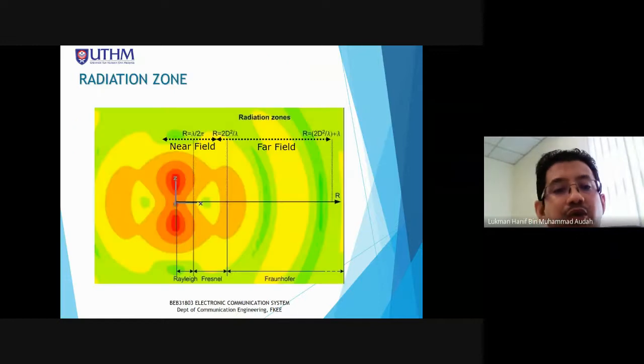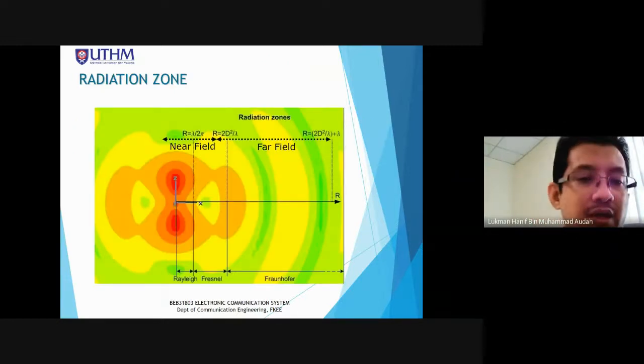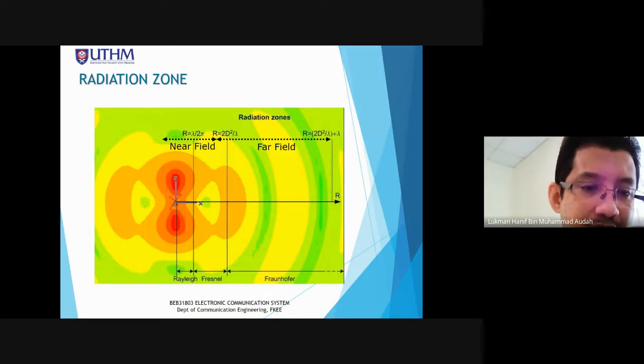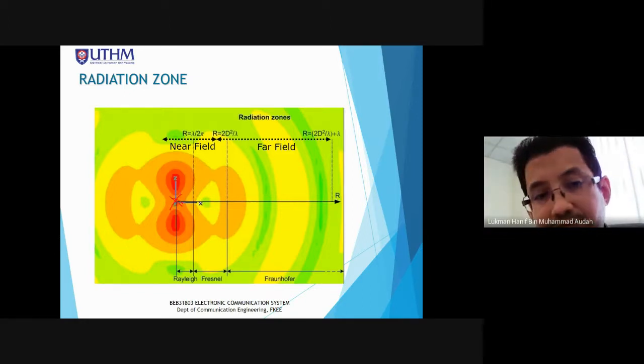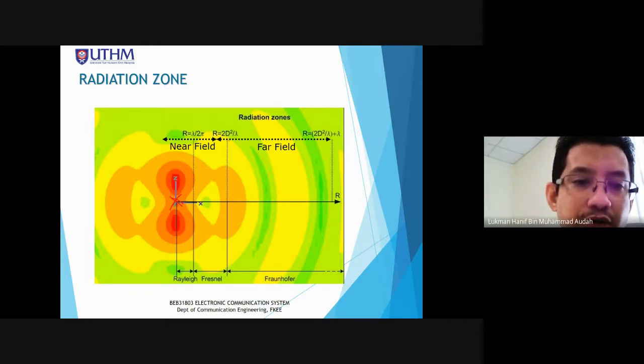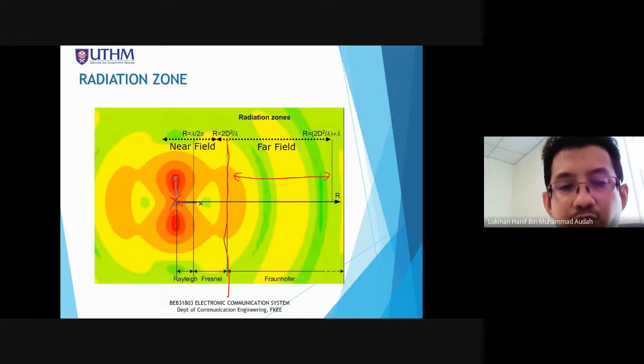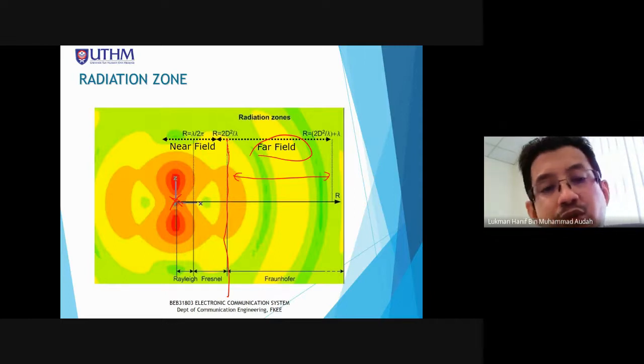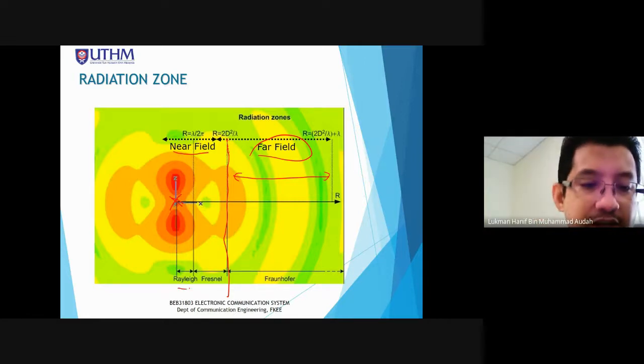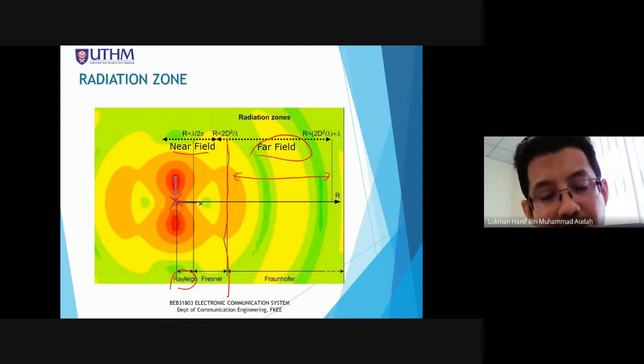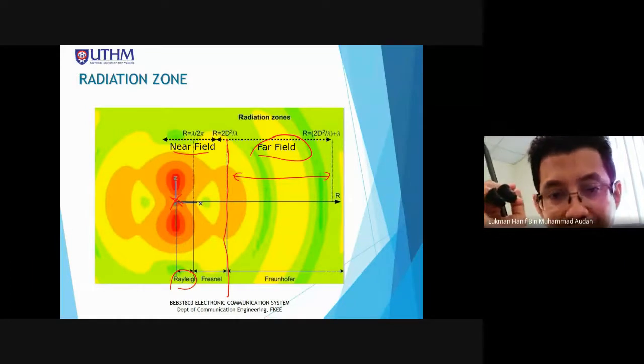Dan ini adalah ditunjukkan di sini gambar rajah ini. Okay, yang mana di tengah-tengah di sini adalah antenna, center of the antenna, dan 2d square over lambda is over here. So all here after this distance, this is what we call as the far field region, and less than 2d square over lambda is what we call as the near field region ataupun Fresnel region. Dan ada lagi Rayleigh region. Ini kita tak nak tengok lagi. Ini region yang paling dekat. So kurang daripada 2d square adalah Fresnel region.